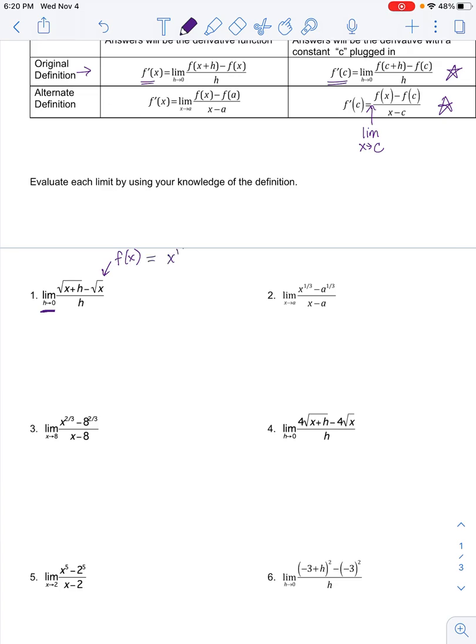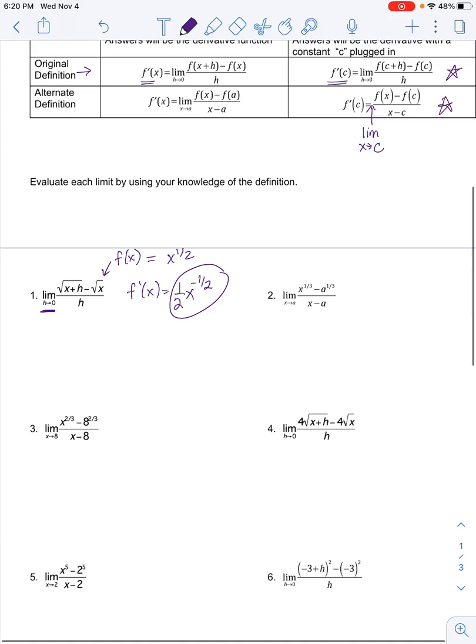So since f of x is x to the 1/2 power, f prime of x is 1/2 x to the negative 1/2. Okay, that's it. That's my answer, right? I'm just trying to take the derivative. That's what that particular problem is asking me to do. If you wanted to write it in its radical form, cool, you can do that.